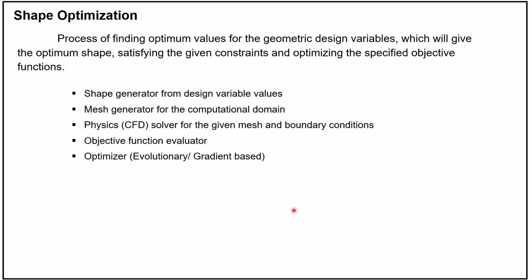And then we need to have an objective function evaluator, generally the solver and the post-processing tool which will give you the objective function values, and then an optimizer. The optimizer could be of any type. It could be gradient based or it could be evolutionary.